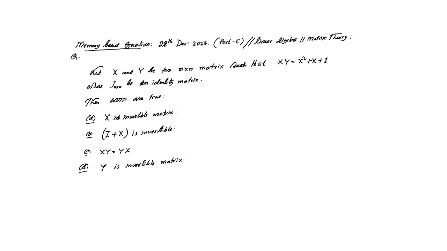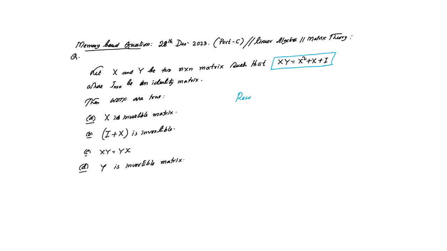Let X and Y be n cross n matrices such that XY equals X square plus X plus I, where I is an identity matrix. Which of the following are true? X is an invertible matrix.